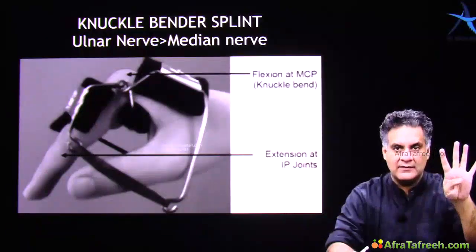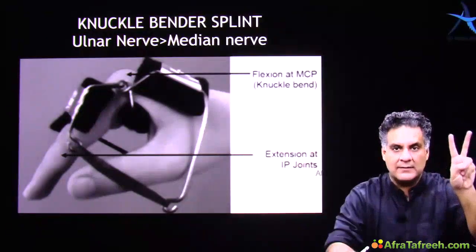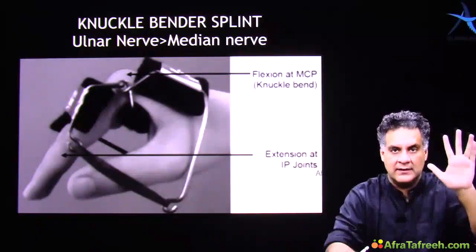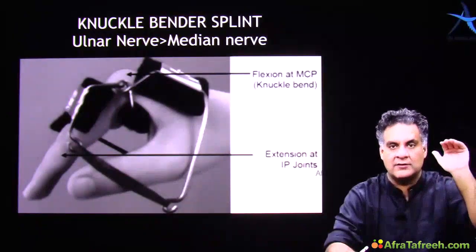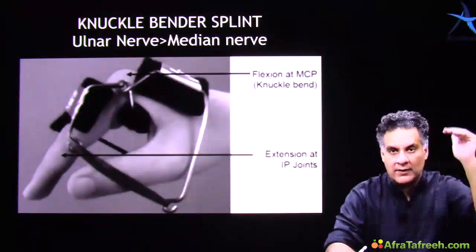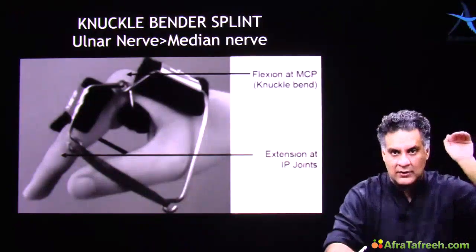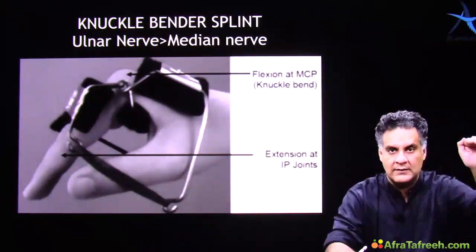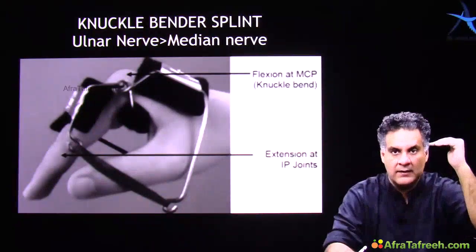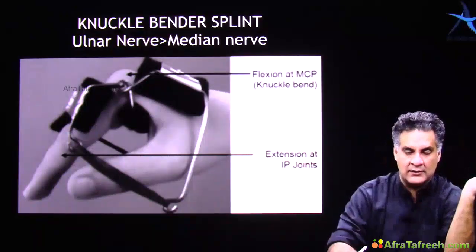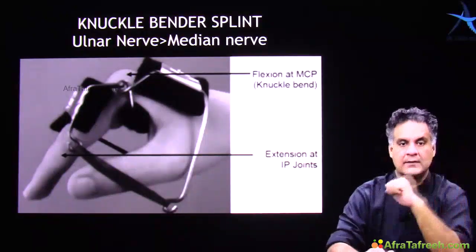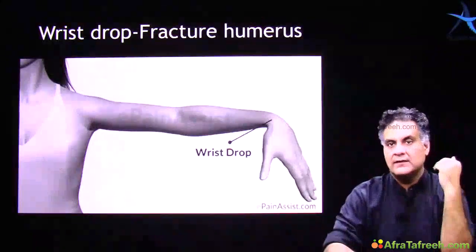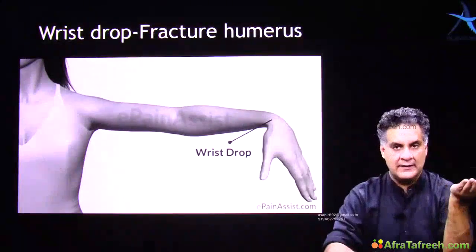We have 4 lumbricals. The lateral 2 are supplied by the median nerve, the medial 2 by the ulnar nerve. When all are involved, it's called a total claw hand. And when all are intact, this is what is called Babaji Ka Thullu by Kapil Sharma. It's a way to remember that lumbricals can make an L in your palm or hand. Knuckle bender splint is to correct the claw hand.